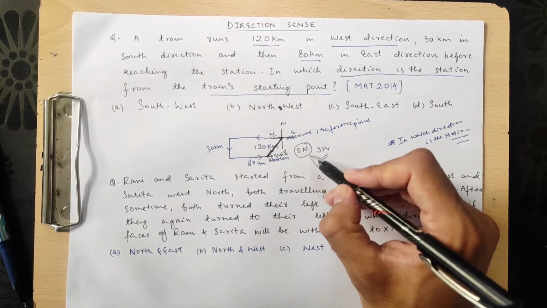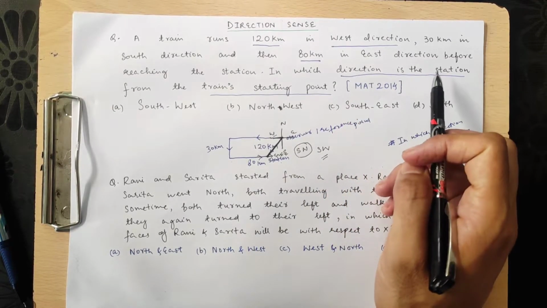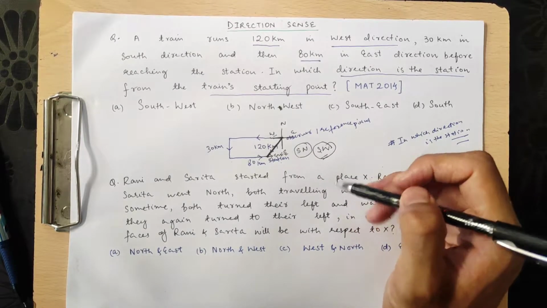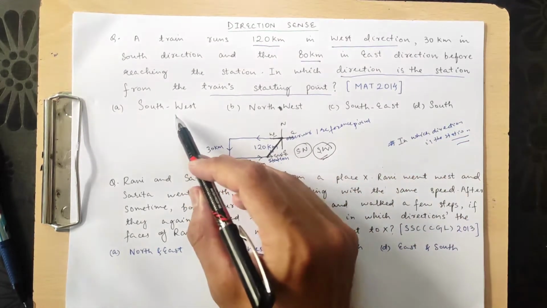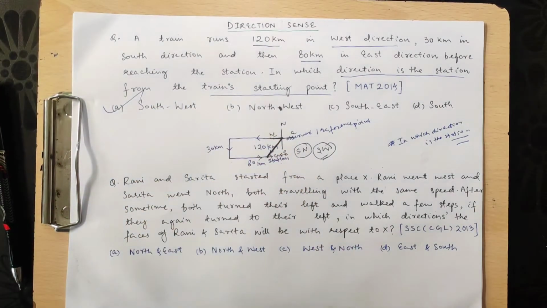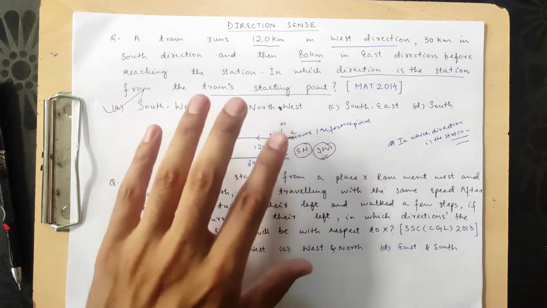So that means the direction of the station from the starting point is in which direction? Southwest. It is southwest. So do we have southwest? Yes. Here is southwest. So let me give a tick to southwest. This is our correct option. So you have to solve these types of questions in this way. This is called a reference question.